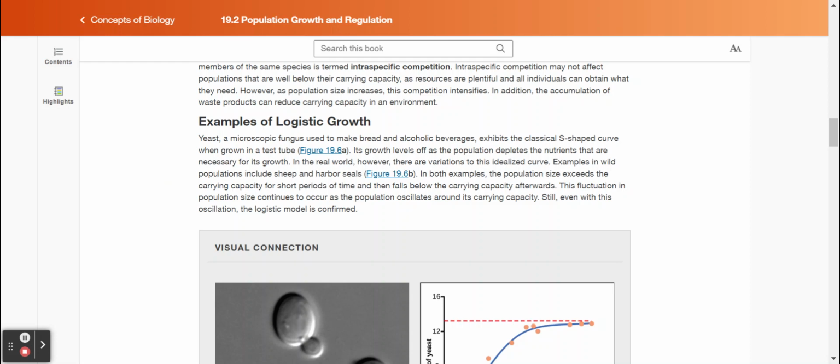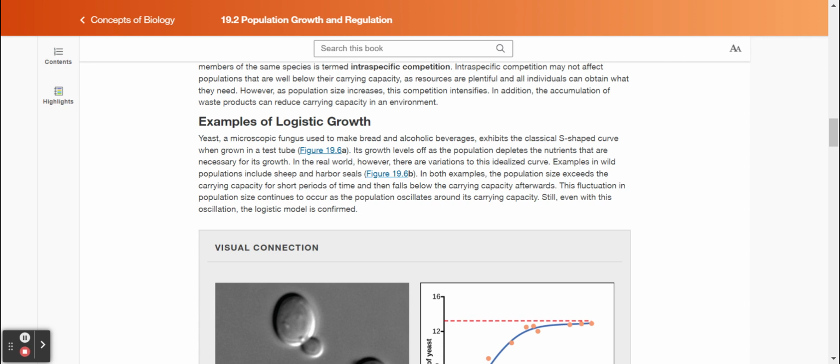Examples of logistic growth. Yeast, a microscopic fungus used to make bread and alcoholic beverages, exhibits the classical S-shaped curve when grown in a test tube. Its growth levels off as the population depletes the nutrients that are necessary for its growth. However, there are variations to this idealized curve.